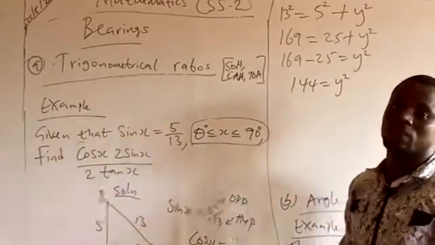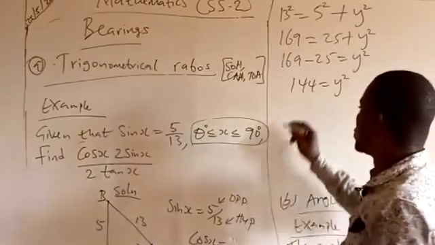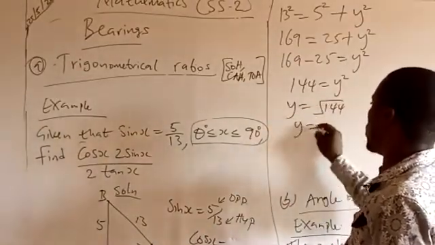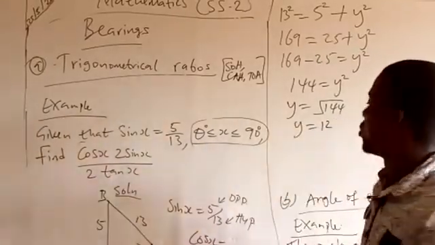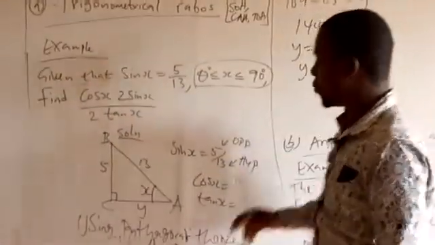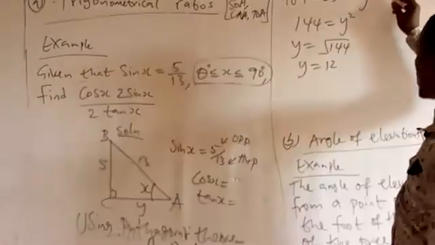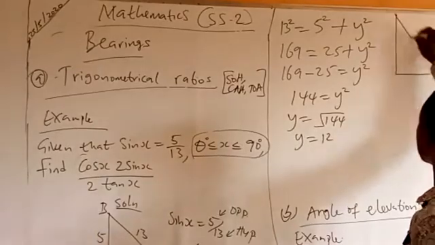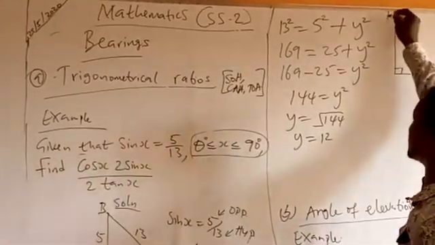How do you get the value of y? Since there is a square here, you take the square root of both sides. So y becomes the square root of 144. The square root of 144 gives you 12, because 12 times 12 is 144. So we have known the value of the adjacent side, which was not given to us. So you now reproduce the diagram in this form. Here is angle A, here is angle B.